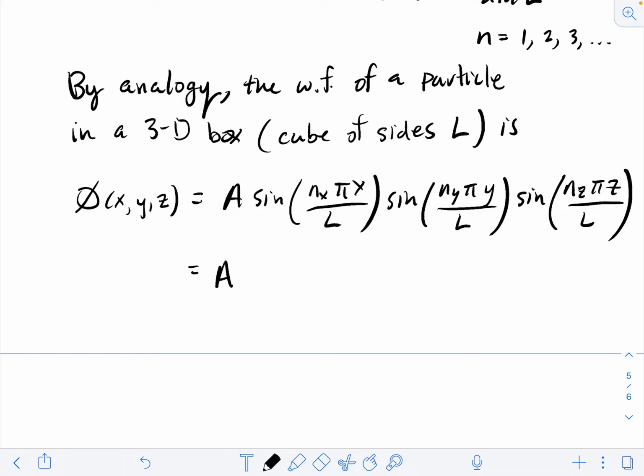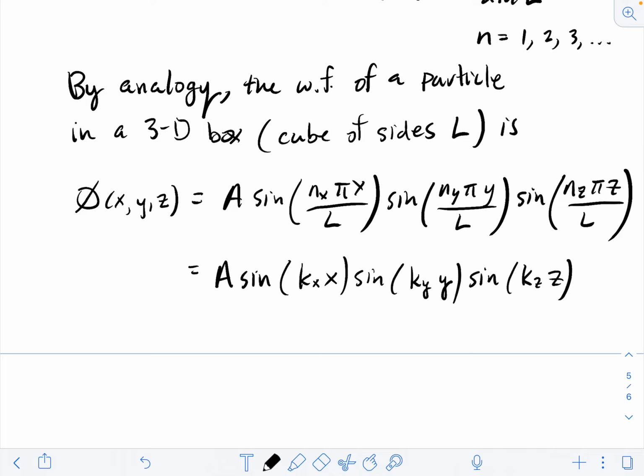And so using our definitions of the wave number k, we have sine kx times x, sine ky times y, and sine kz times z, where ki, like before, is n pi over L, where the i subscript represents either x, y, or z.